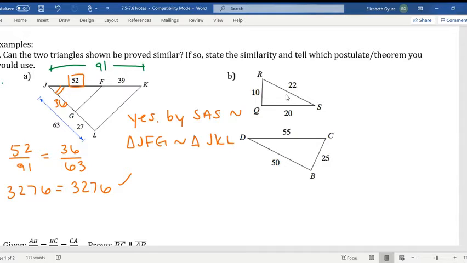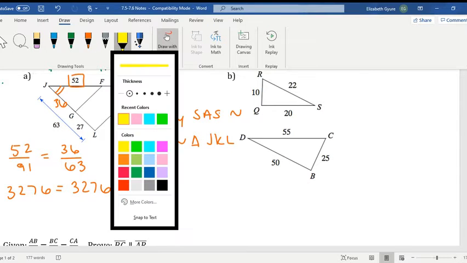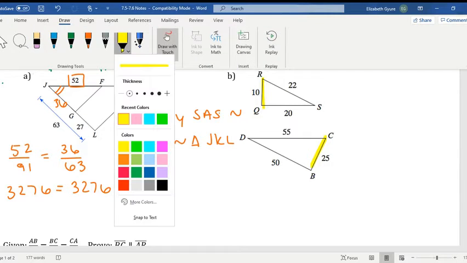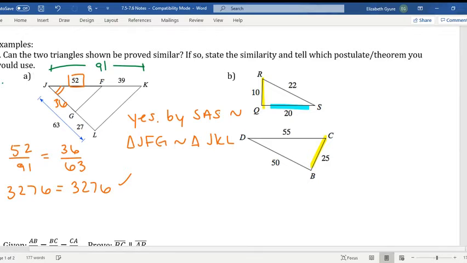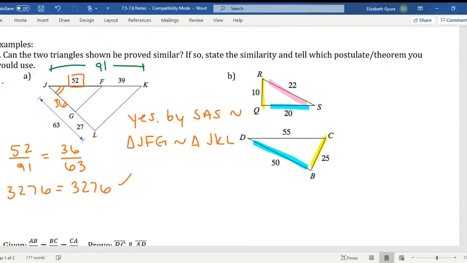Because we don't have our similarity statement, we're going to need to use our measurements to decide which sides correspond with others. The smallest side in one triangle is naturally going to go with the smallest side in the other triangle. Medium with medium, largest one with the largest one. It's just easy to accidentally grab the wrong number. So here, 10 is the smallest. That would have to go with 25, which is the smallest. And then 20 with 55. Or I'm sorry, 10 with 25, 20 with 50, 22 with 55.